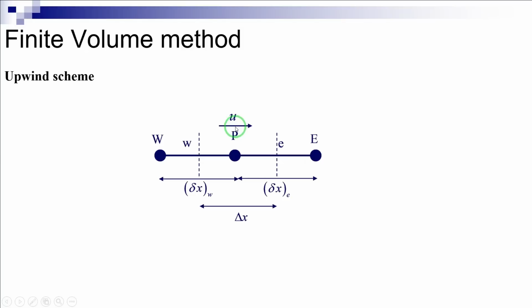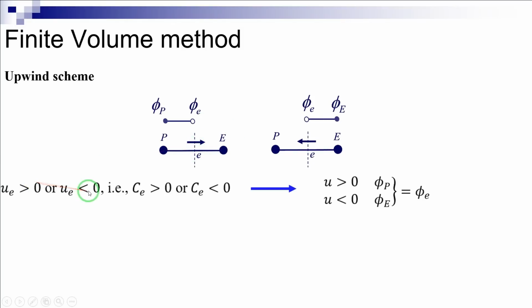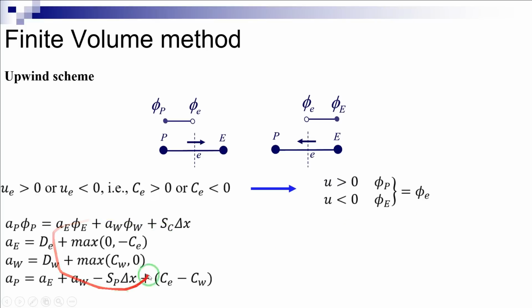Therefore, based on these figures, if the velocity at the eastern face E is greater than or less than 0, i.e. C_E greater than or less than 0, the value of phi at the eastern face is calculated as follows using the upwind scheme. This relationship actually implies that the value of phi on the eastern surface is determined only by the value of phi at the upstream node in the flow direction. A similar equation can be obtained for all the surfaces of the control volume. Using the upwind scheme, the discretized convection-diffusion algebraic equation in standard form is written as follows.